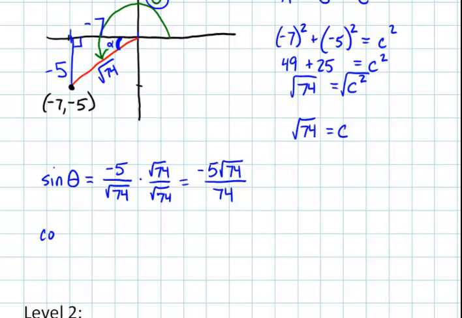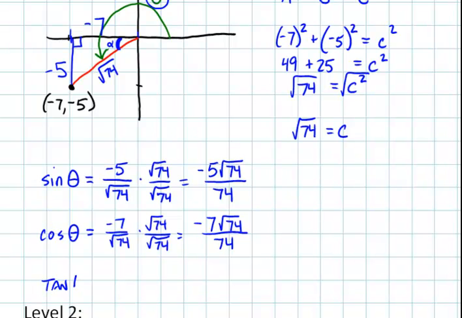Now let's go with cosine of theta. Well, instead of theta, we're going to be looking at alpha here. And so the adjacent side to alpha is -7. The hypotenuse is still square root of 74. So I multiply by radical 74 over radical 74, and I get -7 radical 74 over 74. 2 down, 4 to go.